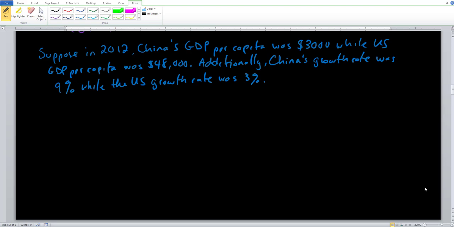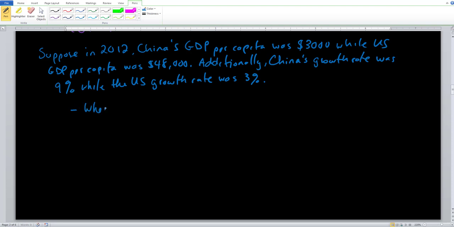So here we do notice that one country is starting off with a very small GDP per capita, while one country is starting off with a large GDP per capita, but one country is growing much faster than the other country. So there are two questions that we can go ahead and ask from this particular example, based on this information. Question number one is, when will China reach current US income?